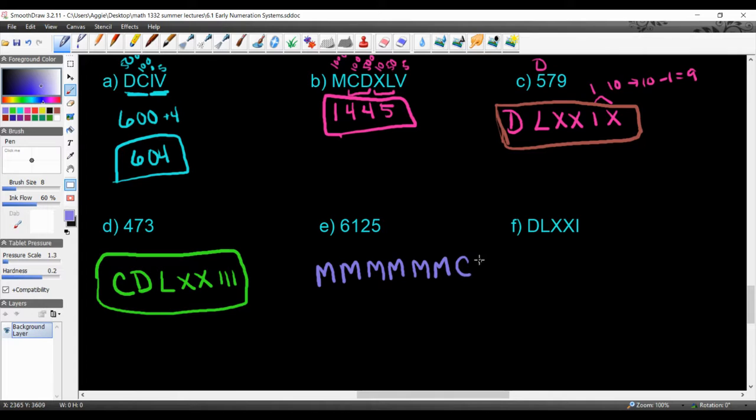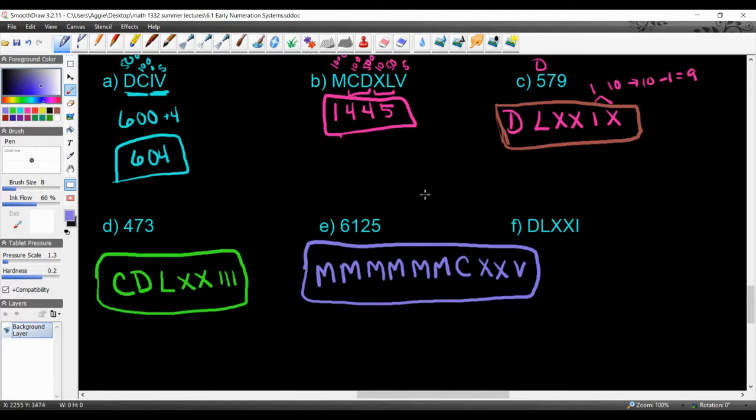125. So 100, there's my C. And then 25 would be 2 X's, and then 5 is just going to be the V. It's kind of a long one, okay? And last but not least, remember this is for this one.